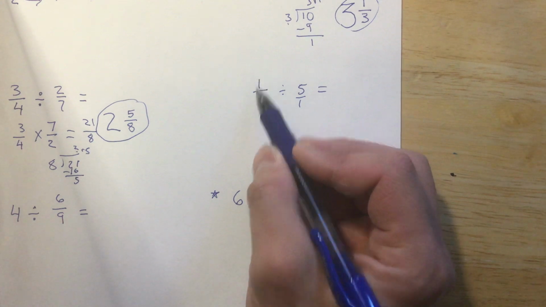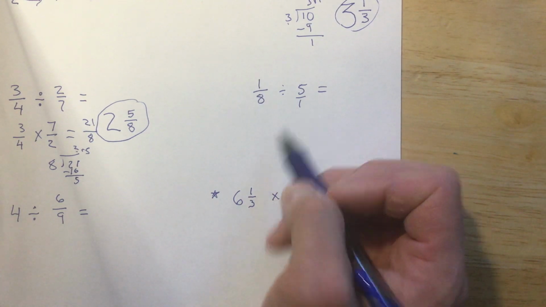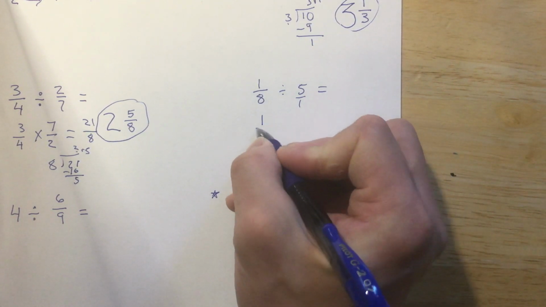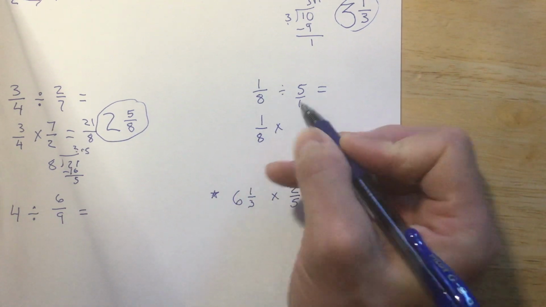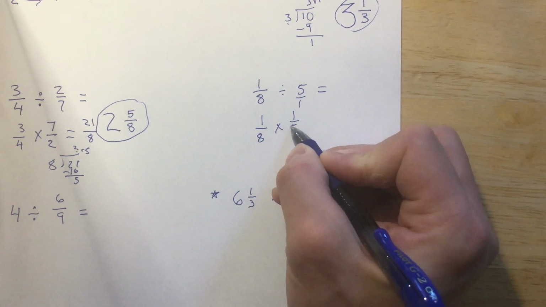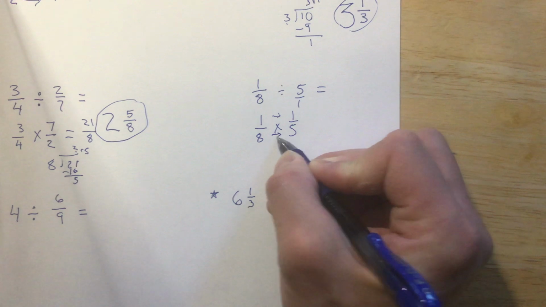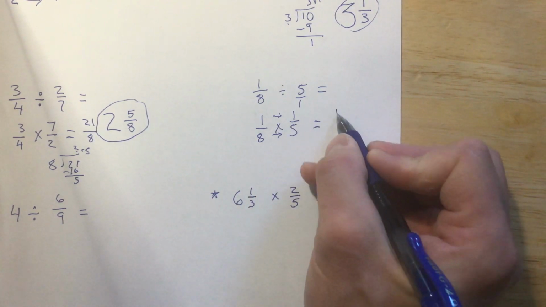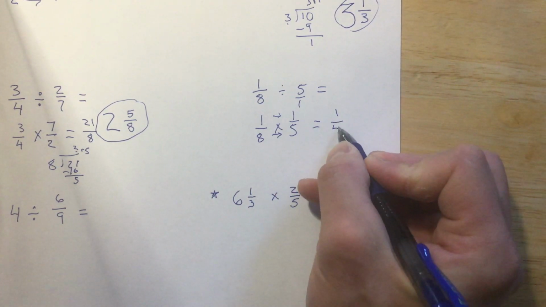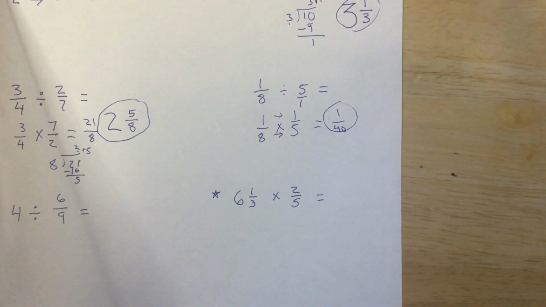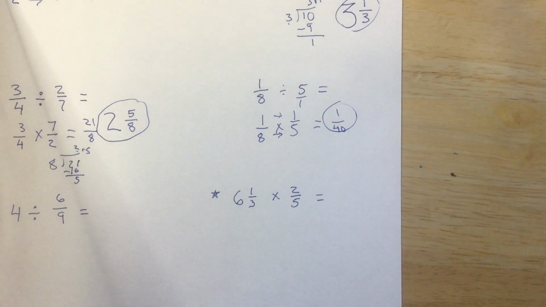So this problem reads 1/8 divided by 5/1. So I'm going to, again, multiply by the reciprocal. We're just flip-flopping that. Then you multiply straight across. Okay, 1 times 1 is 1. 8 times 5, that's 40. 1/40th. And there's nothing I can do with that. That is the final answer.